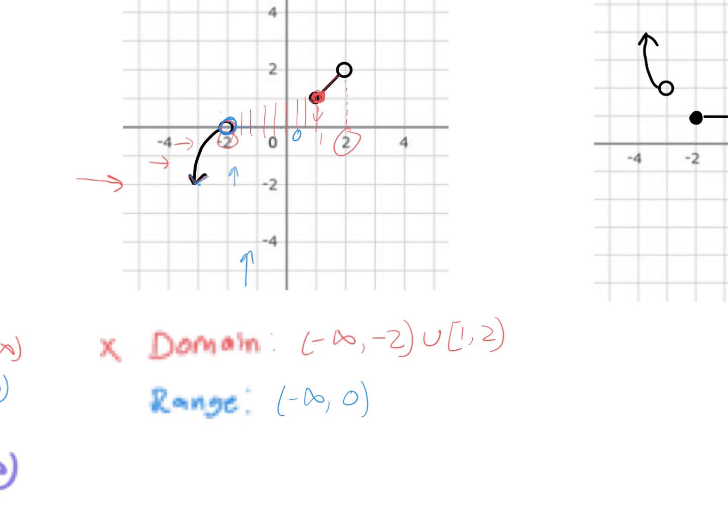We have another little gap right here. The next point in which we touch our graph is right here at this closed circle, at a y value of 1. So I'm going to write a union, bracket 1, and we're going to end at this open circle at a y value of 2. So from 1 to 2. This is our range.